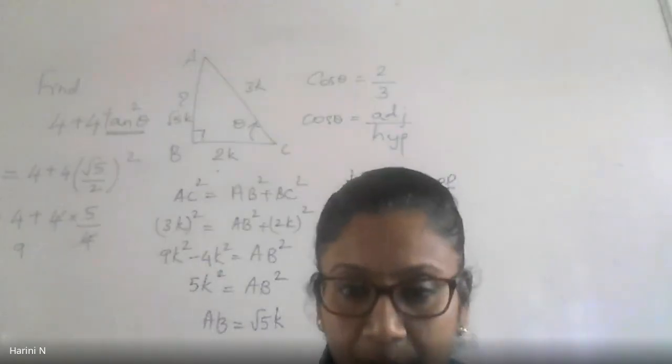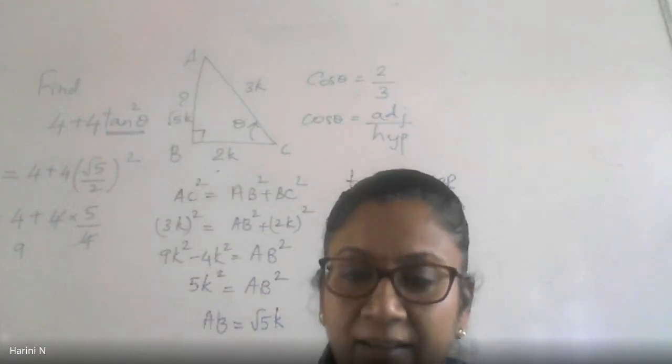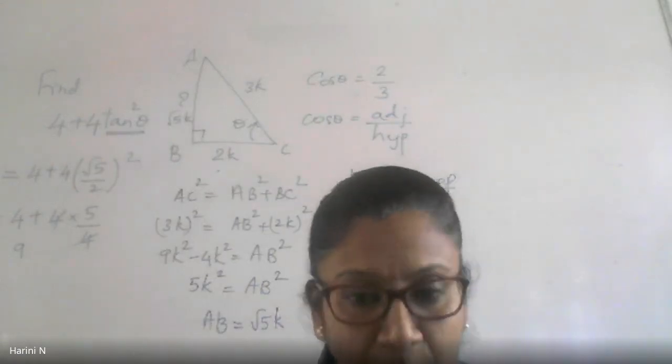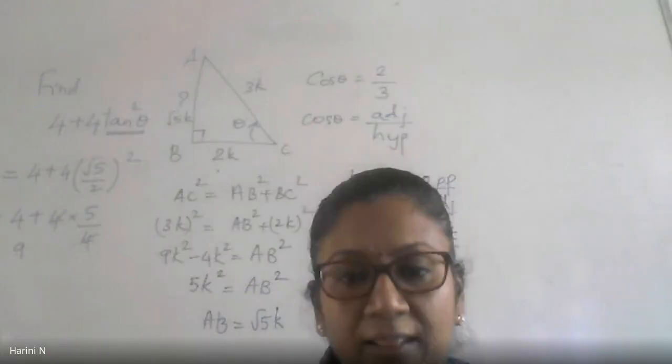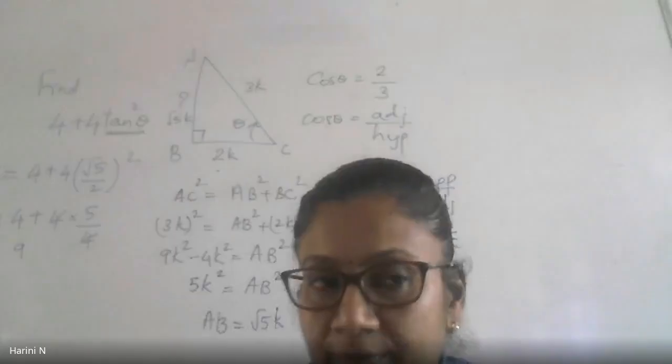Ma'am, instead of doing like this, in the question given it is 4 plus 4 tan square theta. If we take 4 common, then 1 plus tan square theta, you apply 1 plus tan square as secant square. Take the secant value as the reciprocal of cos theta. Yes, you can apply that. Ma'am, we'll get the full marks, no, ma'am?